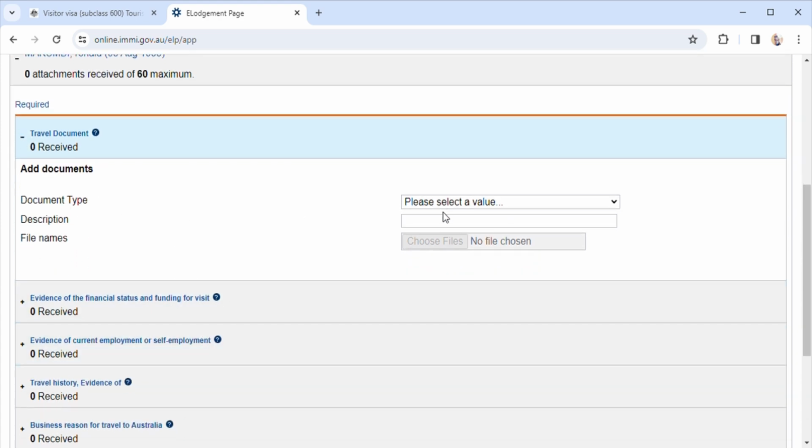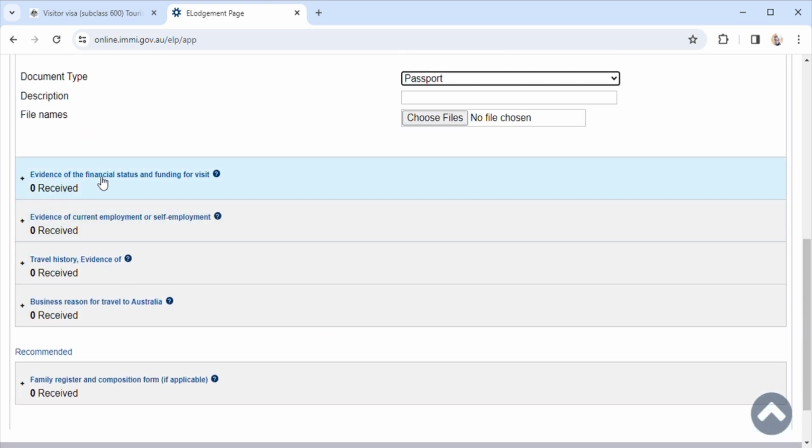You understand me? Please, you see they are asking you to select a value, then you will say passport. Then if you say passport, you will come here. You will say choose a file, then you upload your passport here.